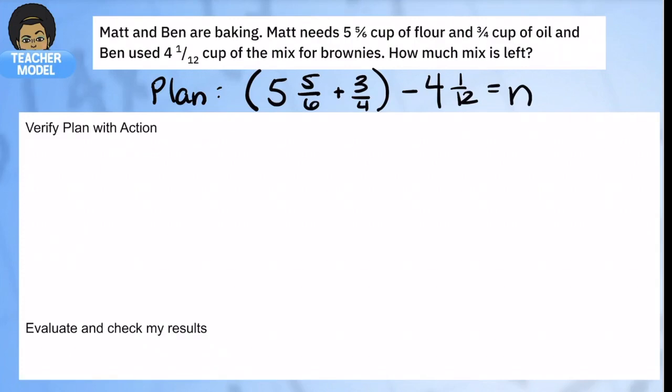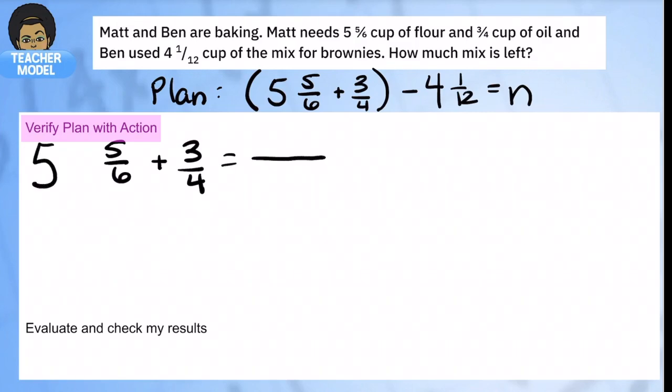So here's my plan written as an expression. I'm going to add first. I put those in parentheses, and then I'm going to subtract. So let's start the very first step, just the adding. 5 5/6 plus 3/4. I'm going to add those two fractions. I'm not going to worry about the 5, I'm going to move it over a little bit because I know I'm adding, the 5 is going to stay there. And let's add 5/6 and 3/4.